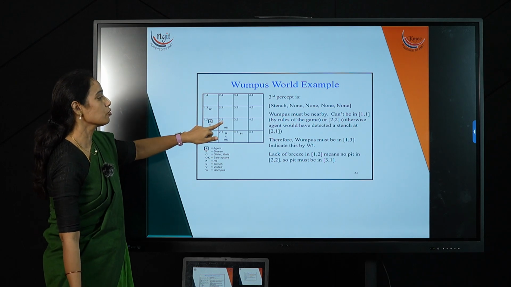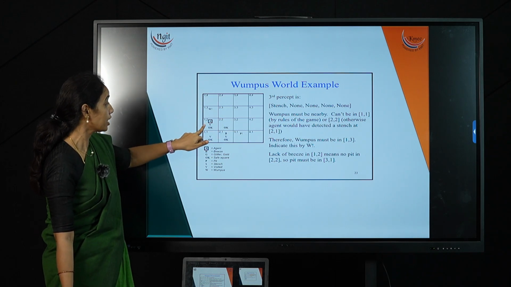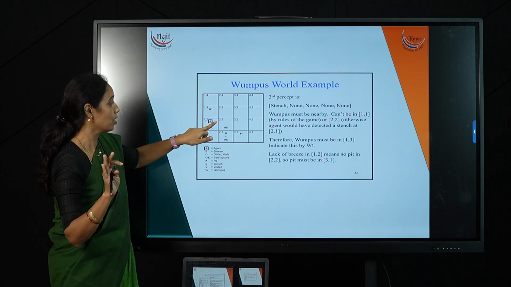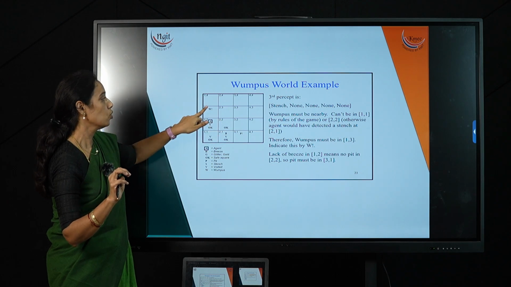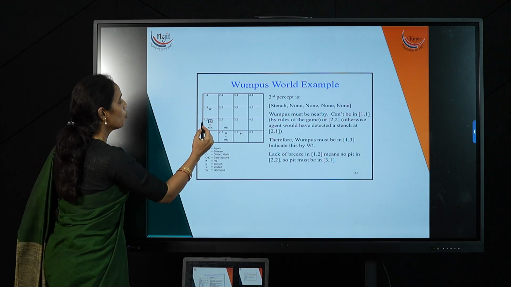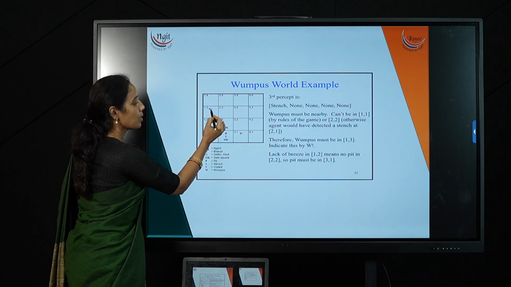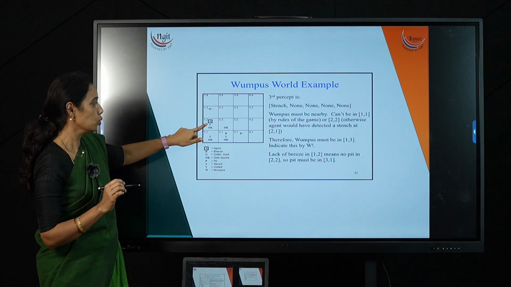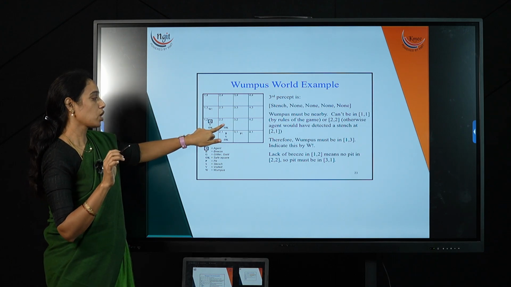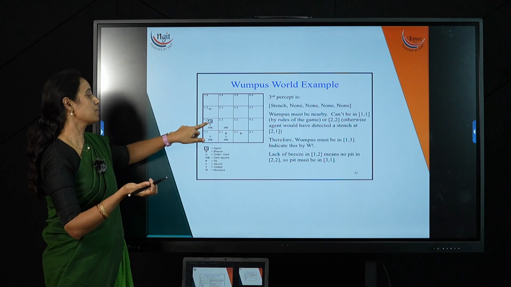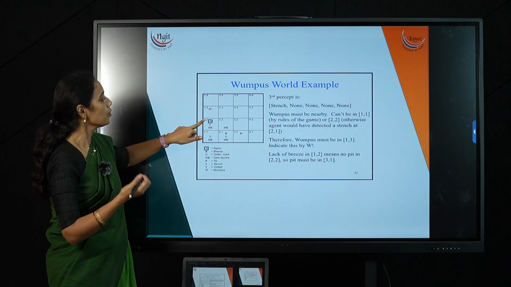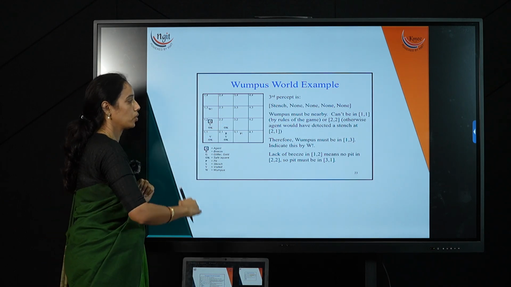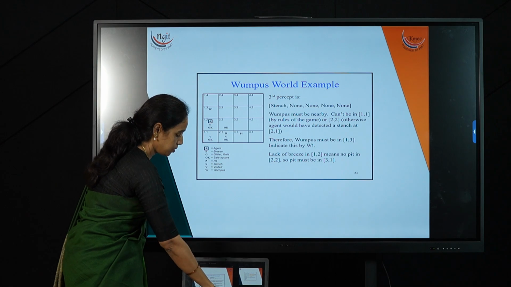Why? Because otherwise he would have detected a stench at 2,1 too. Coming there, he doesn't feel a stench. Only here he felt it. So he thinks the wumpus is in 1,3, indicated by W. And with the lack of breeze in 1,2, there is no pit in 2,2, so the pit must be in 3,1. That's why he feels he can move safely to 2,2. That's why we have written okay here. So that is the third percept.